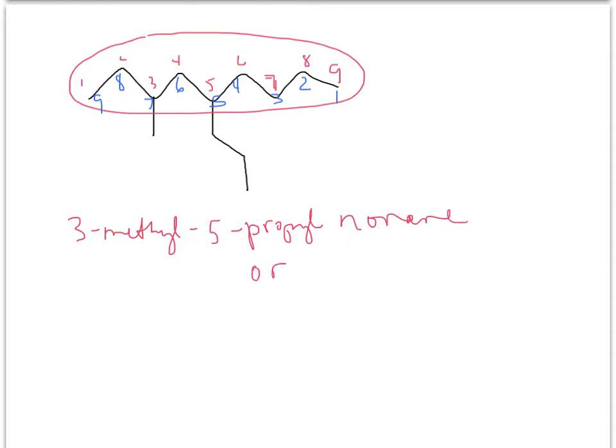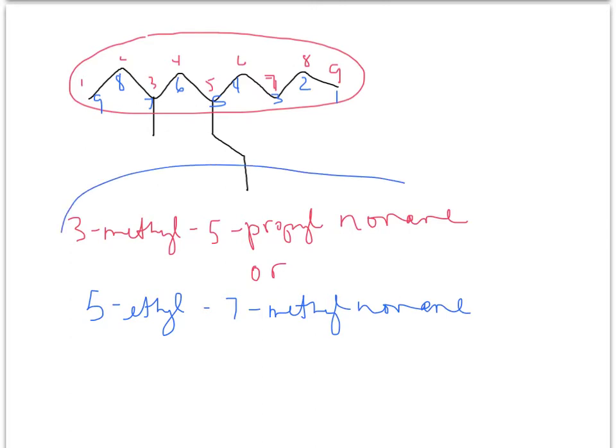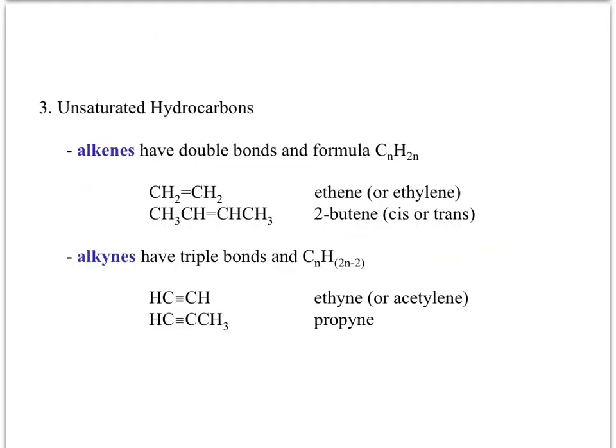And then the other choice would be the blue numbering, which would give us 5 ethyl and then 7 methyl, nonane. Okay, so we're going to choose this one as the correct one because the 3 and the 5 is smaller than the 5 and the 7. All right, so that's the story with the saturated hydrocarbons. When you start adding the substituent groups, notice that it's always YL. Use YL when you're adding to it.